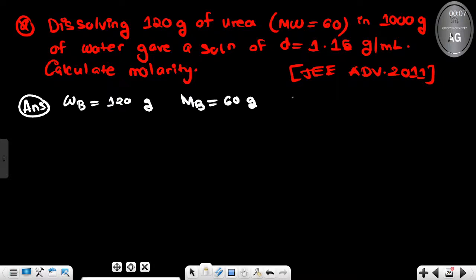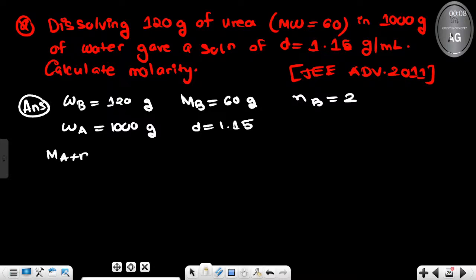Very good. So can I find out the number of moles of urea? Number of moles of urea is 2. Very good. Next, in 1000 gram of water. So the weight of water is given as 1000 gram. Next, the density of the solution is given as 1.15. So can I write the mass of the solution? Mass of the solution means mass of both A and B. Do not think that the mass of solution is only the mass of A. No, the mass of solution is both the mass of A and the mass of B.